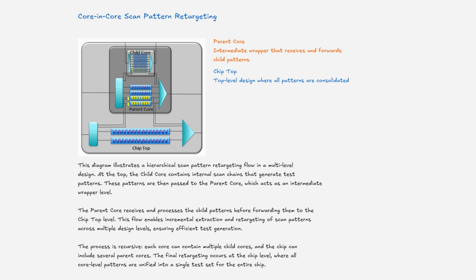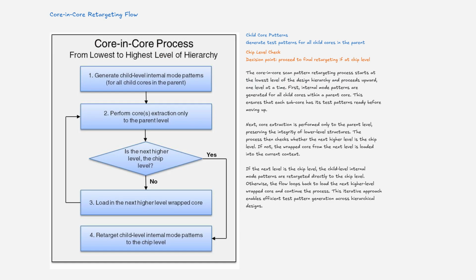The process is recursive. Each core can contain multiple child cores, and the chip can include several parent cores. The final retargeting occurs at the chip level, where all core-level patterns are unified into a single test set for the entire chip. The core and core scan pattern retargeting process starts at the lowest level of the design hierarchy and proceeds upward, one level at a time.